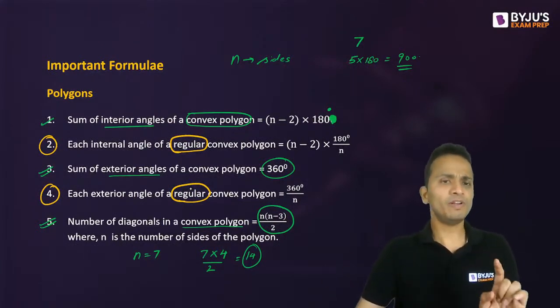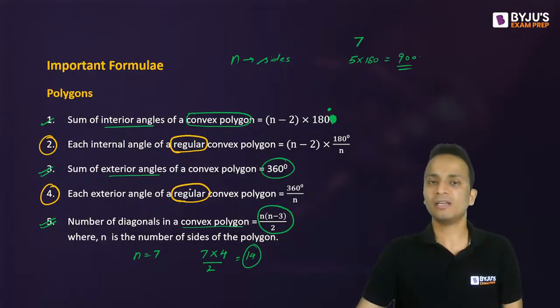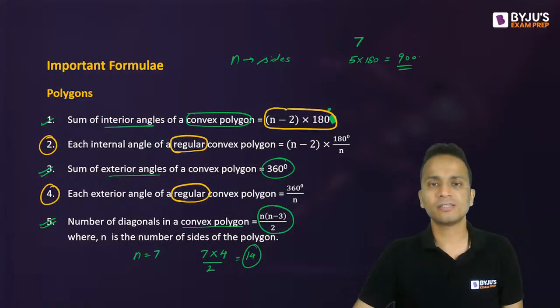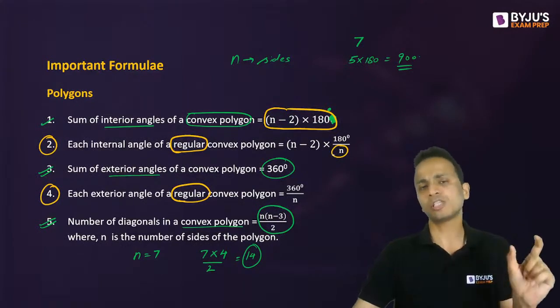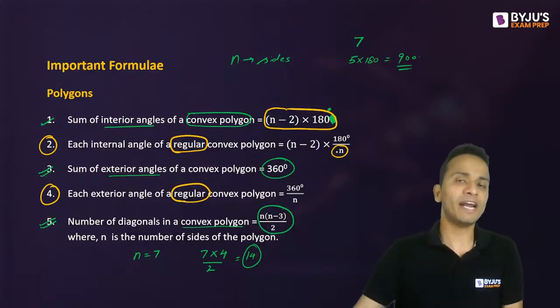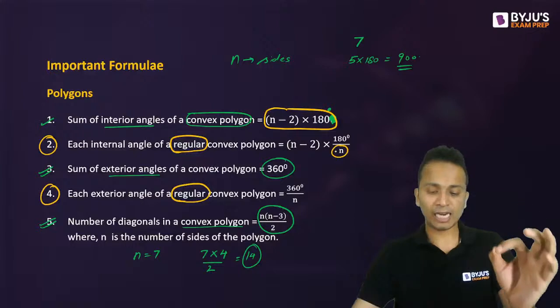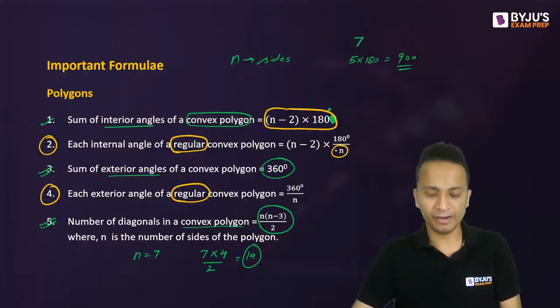Now, first of all, we'll find out the measure of each angle. So the measure of each angle will be the sum of all angles, which was formula number 1, divided by the number of sides or the number of angles. So the sum of all the angles will be equally divided among all the angles. So that is why the first formula divided by n.